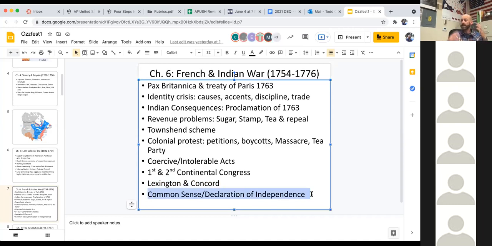The first is Common Sense. Thomas Paine writes this wonderful piece of propaganda, comes out early 76, I think in January. And it argues very simply and plainly that the time has come. We have matured. We don't need Great Britain anymore. We could be a great country on our own. We would be smart to declare independence.